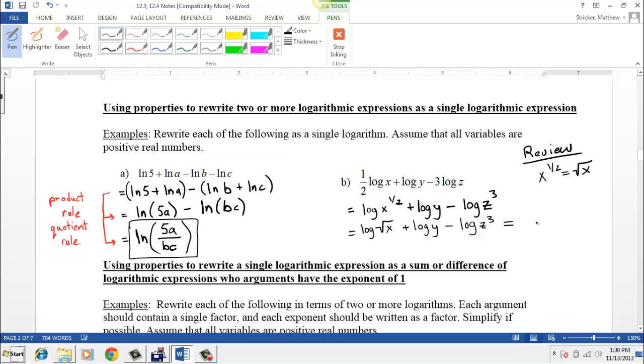And now, using what we did in the last example, what I'm saying is I can combine this into a single log of a quotient. And since the first two logs, log of root x and log of y, are both positive logs, the root x and the y are going to go on the top. And since the last one is a negative log, the z cubed is going to go in the denominator. You go through the steps that we did in the last problem if you wanted to take a few extra steps, but we could also jump right to that.